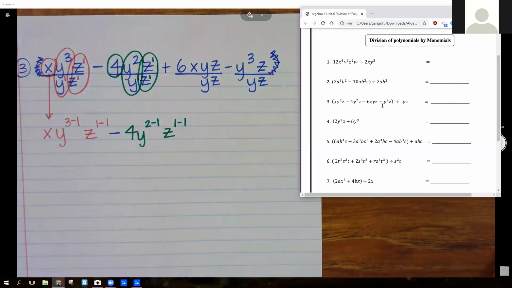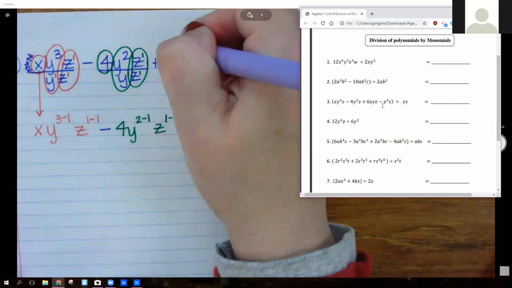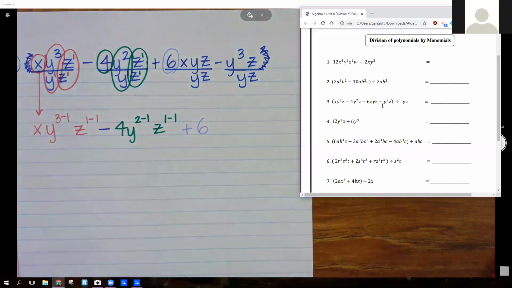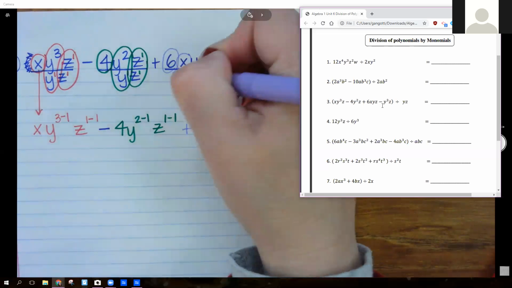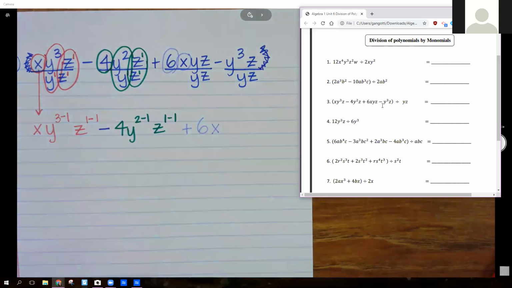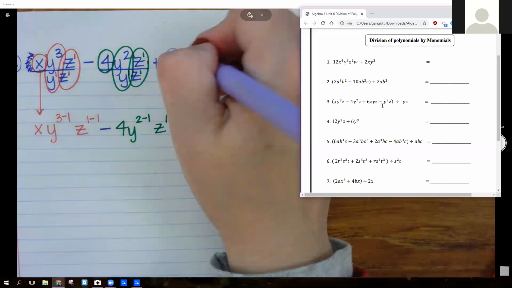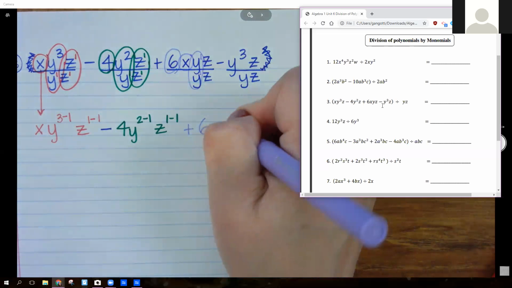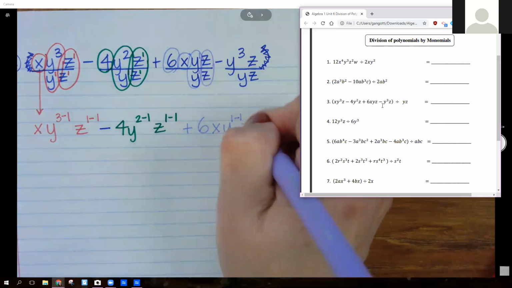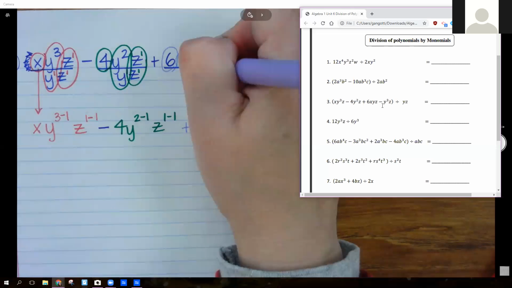Next, new color. So we have a plus sign next. I got this 6 right here, but nothing in the bottom, so I just bring down the 6. I have an x right next to it, but there's nothing in the bottom for that either. There's no x's in the bottom, so I'll just bring that down too. Get your y's together. Get your z's together. Okay, remember that they have exponents that are just 1s.